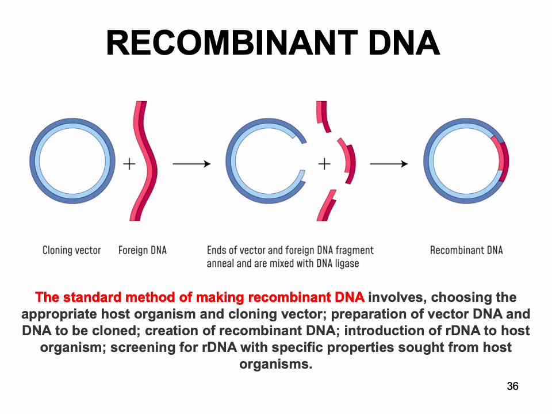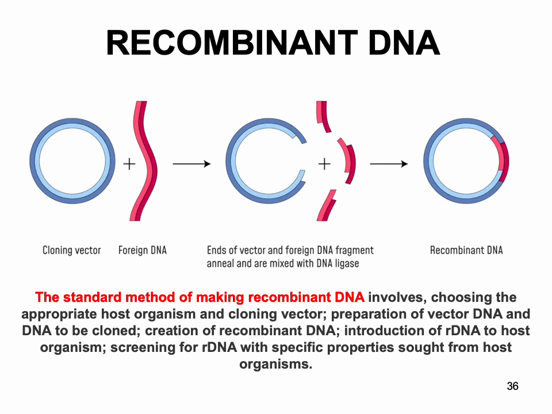So you can see on the left of the picture a cloning vector and a foreign DNA. In the middle, ends of vector and foreign DNA fragment anneal and are mixed with DNA ligase. And on the right side you see the ready-to-inject recombinant DNA.